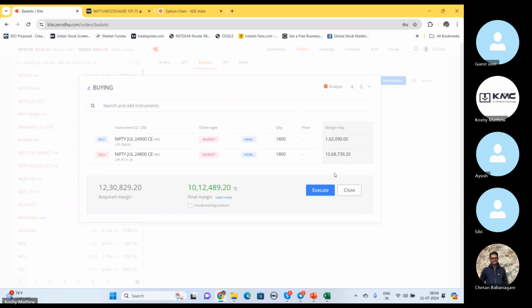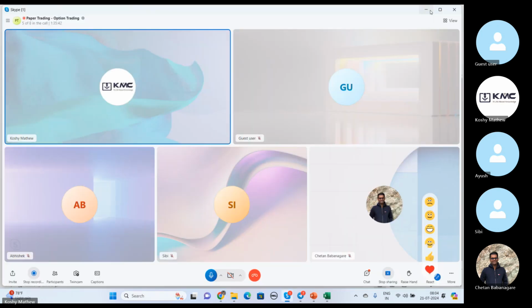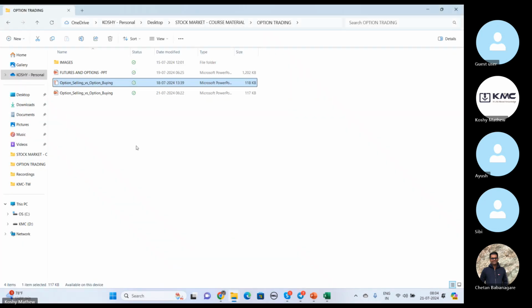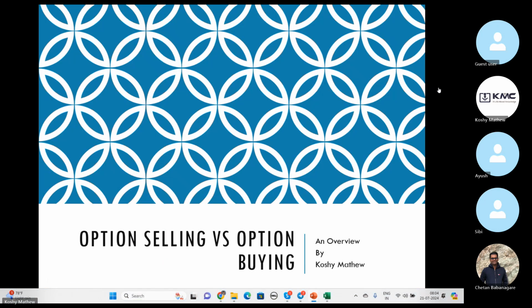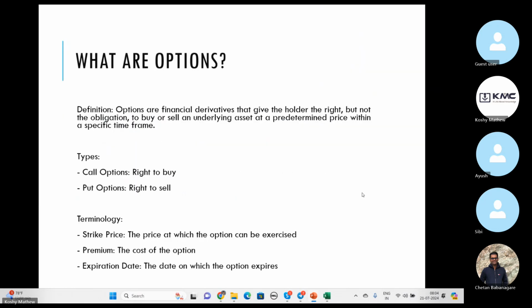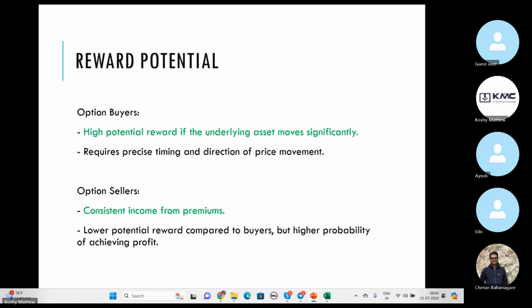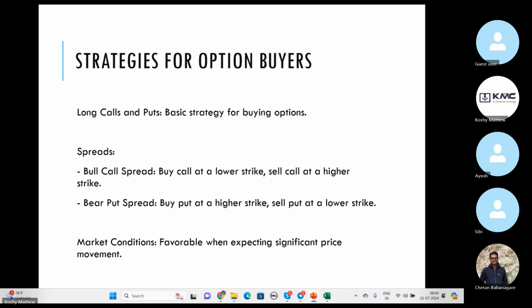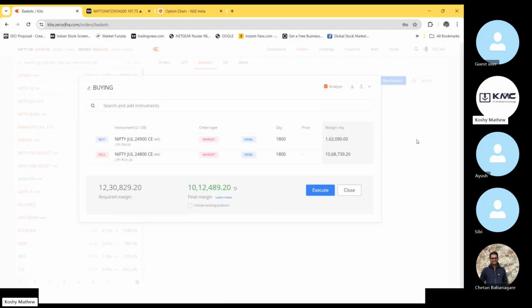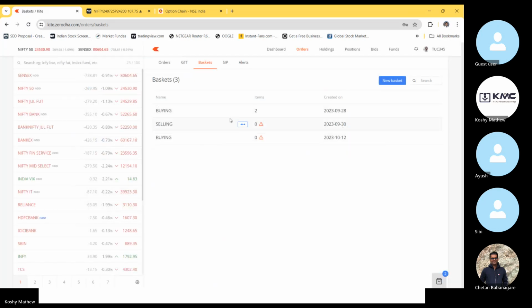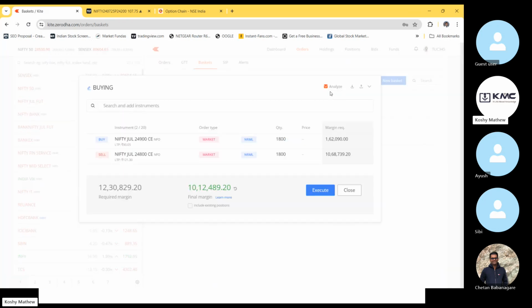Let me know if you have any questions, please. That concept is very important. If you don't understand that, then you'll make mistakes. Okay. I'll tell you a couple of strategies which you can use for option selling or option buying. Still, I'm asking if you have any questions, please let me know.